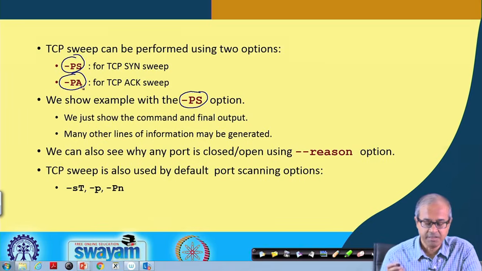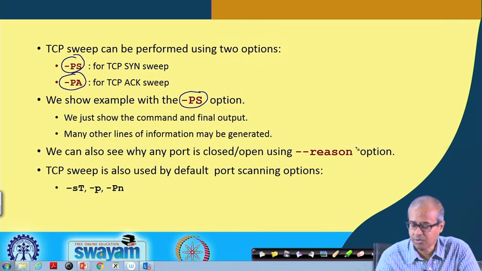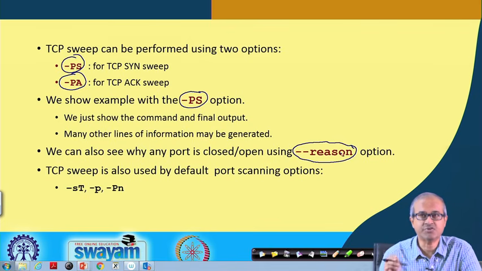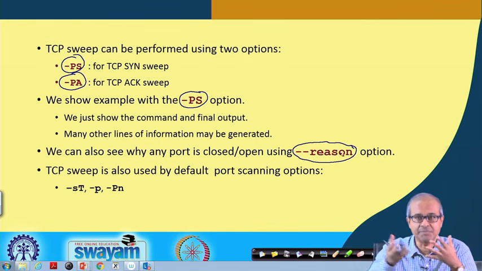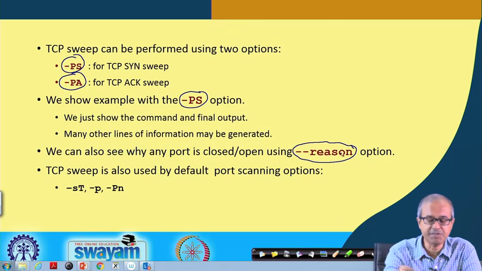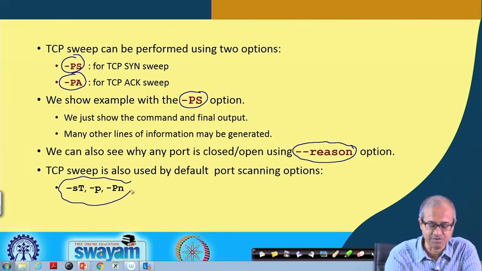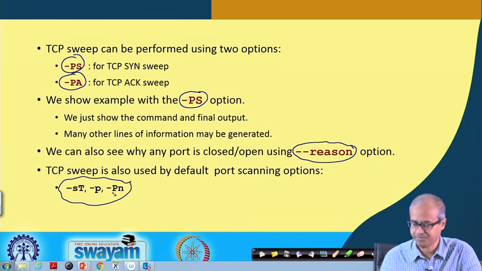So, there is another thing to note. When you give these commands, you can also specify an option -reason. This option will give you some justification for why a conclusion is being drawn that a port is open or closed. Now, TCP sweep is not used only for -PS and -PA. There are other options also like -sT, -P, -PN. Here also this kind of TCP sweep host discovery option is used.